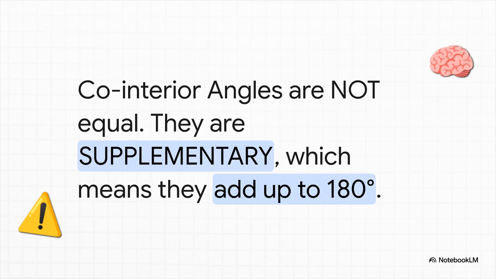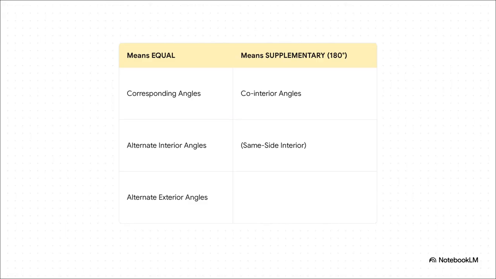This is the one exception to the equal rule, and that makes it the most important one to burn into your brain. So let's boil this all down into a super simple memory trick. Look at the names. If the name has the word alternate or corresponding in it, the angles are equal. End of story. The only odd one out is co-interior. That's your big red flag. When you see that, you know they're supplementary. They add up to 180. It's really that simple. Everything else is equal.